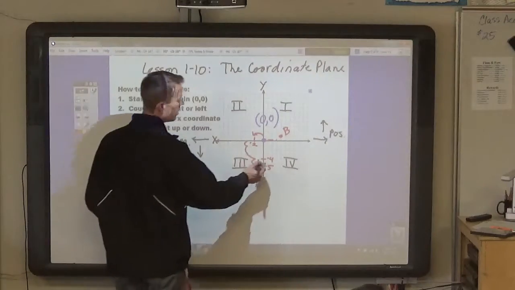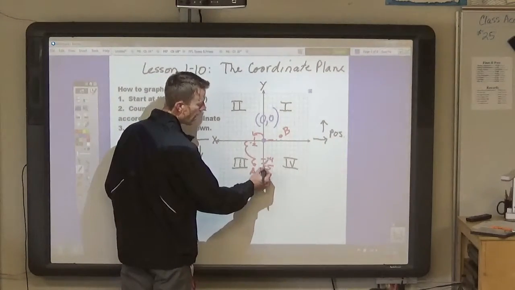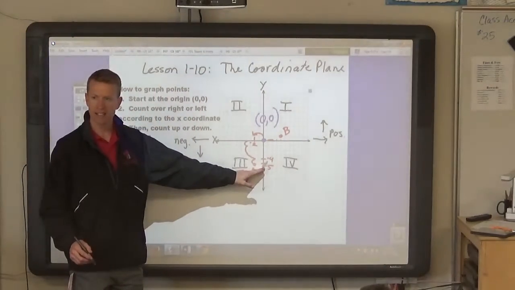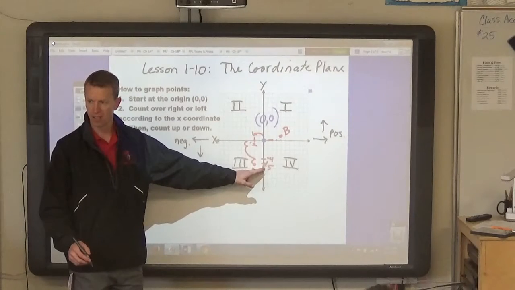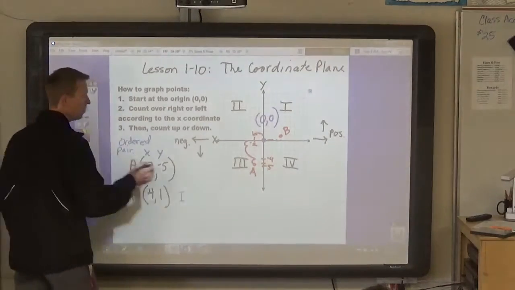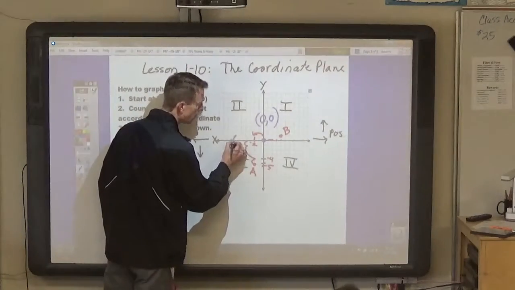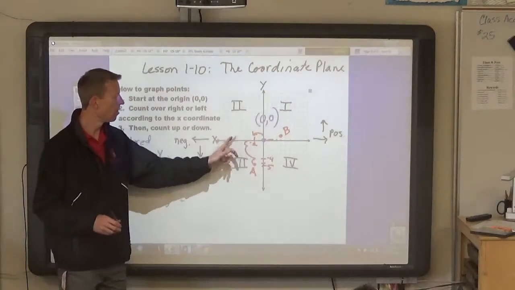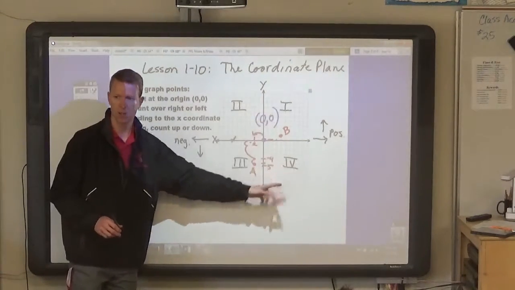So if the point was down here at -5, that point is not in any of the quadrants. It's on the y-axis. Or if we had another point that was over to the left, that's not in any quadrant. It has to be off the lines in order to be in one of the quadrants.